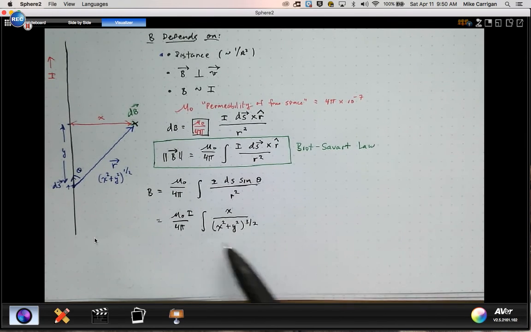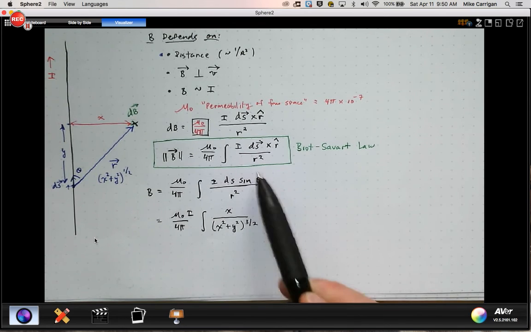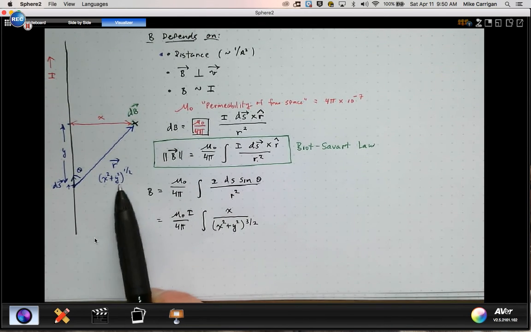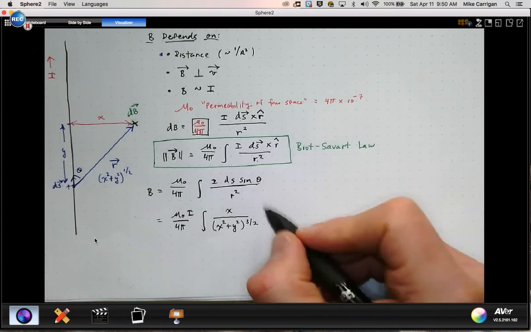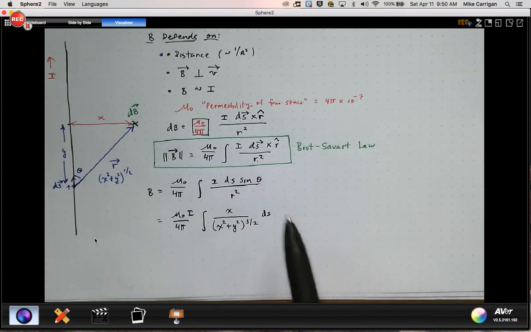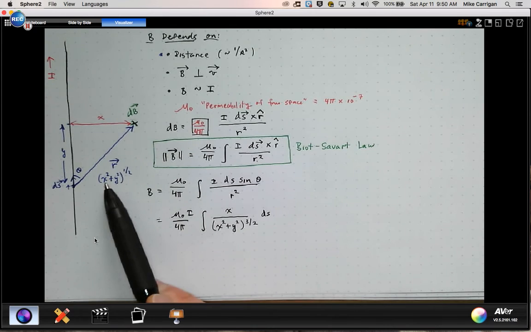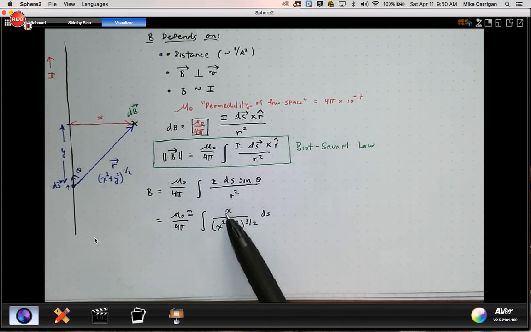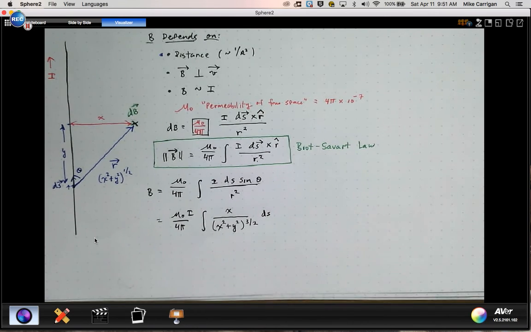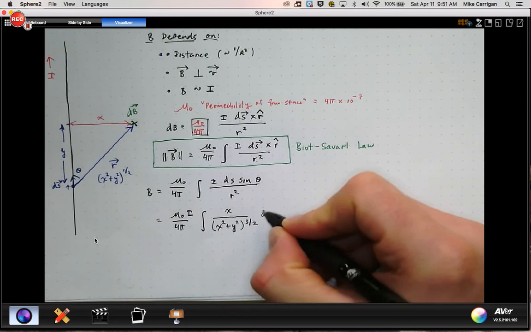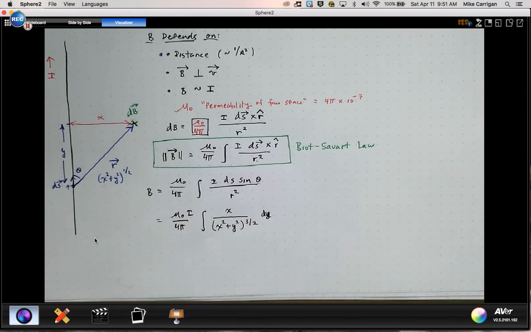So just to remember where this is coming from, r squared is this whole thing right here squared. So r squared is simply x squared plus y squared, and sine theta, I forgot my ds over here. Sine theta is equal to x over the square root of x squared plus y squared. So I have x over the square root of x squared plus y squared times x squared plus y squared, which is x squared plus y squared to the power 3 over 2. This is ds. So now our dimensions work, because the thing that's varying is y, and ds and y have the same dimension. So I could even call that dy if I want. That's fine.